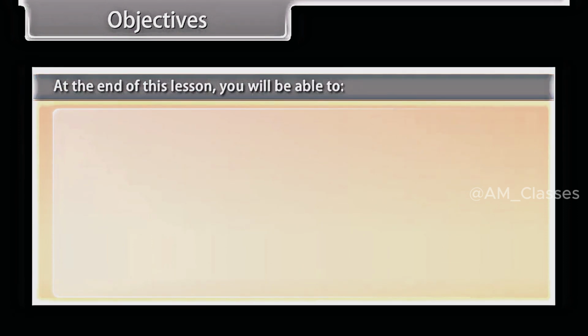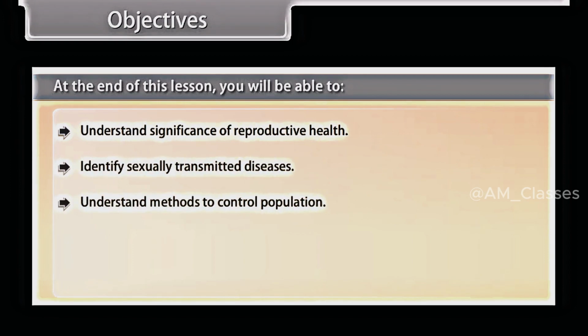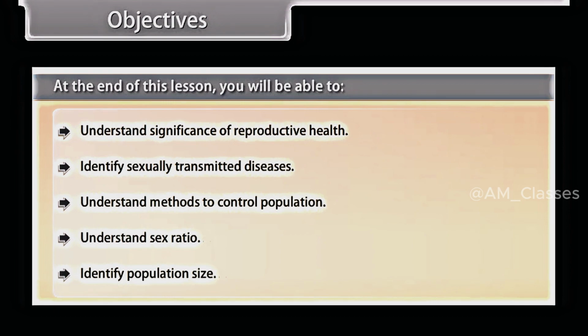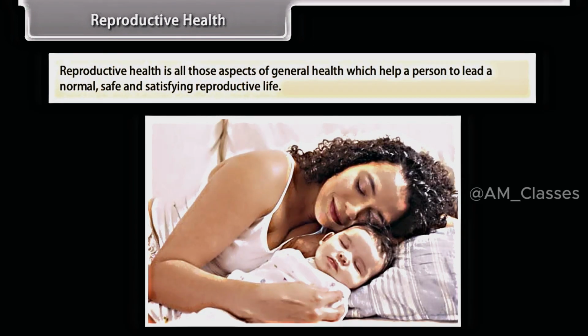Objectives. At the end of this lesson, you'll be able to understand the significance of reproductive health, identify sexually transmitted diseases, understand methods to control population, understand sex ratio, and identify population size. Reproductive health. Reproductive health is all those aspects of general health which help a person to lead a normal, safe, and satisfying reproductive life.